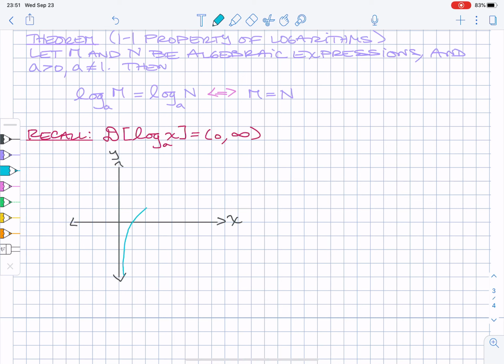Okay, so for example, with that in mind, let's solve the following logarithmic equations.